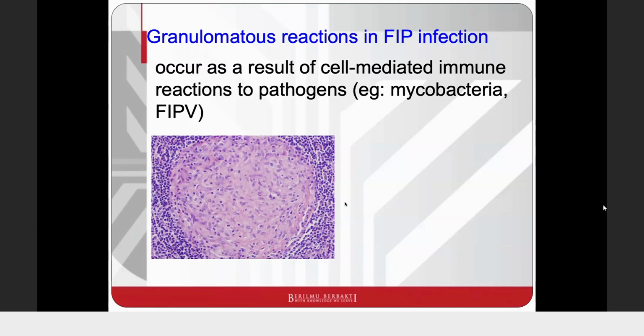And then you have granulomatous reaction in FIP, because these are granulomas. You can see here these are macrophages engulfing virus, and then it has all these inflammatory cells and also T cells surrounding the virus that is inside the macrophages. You can see this reaction in Mycobacterium as well.